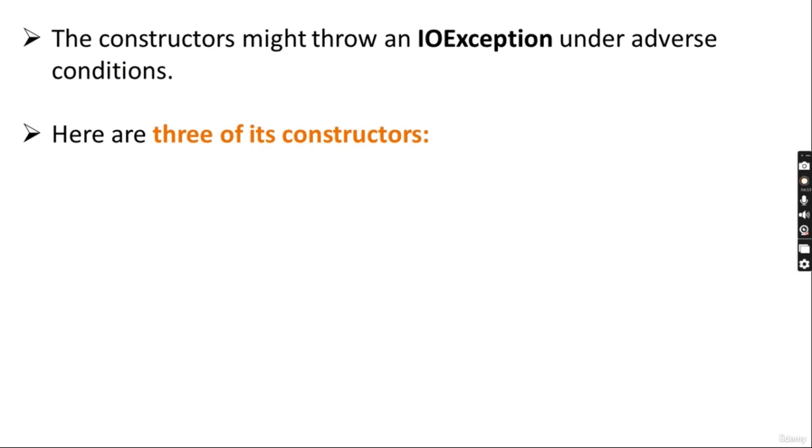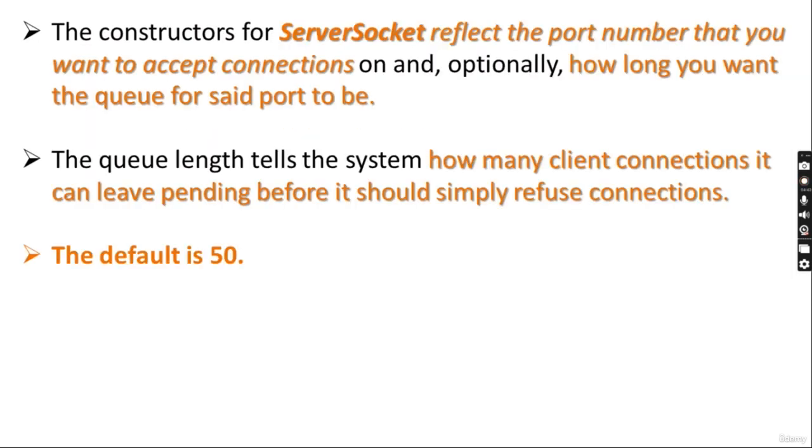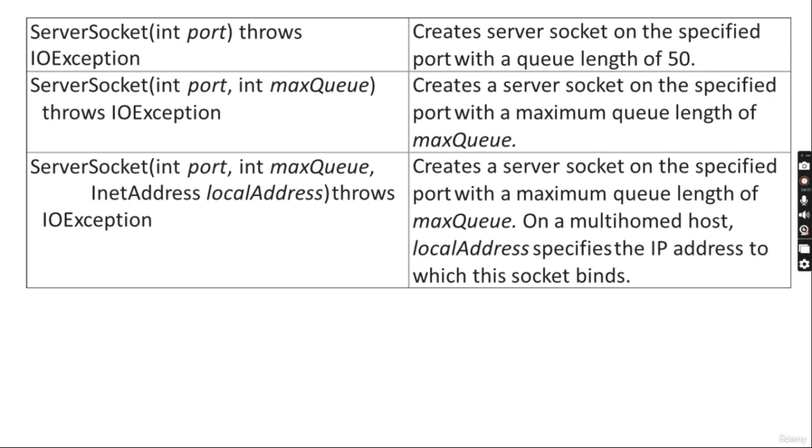The constructors might throw an IOException in adverse conditions. There are 3 of these constructors of ServerSocket. First is ServerSocket(int port) throws IOException, which creates a server socket on the specified port with a queue length of default 50. So it can leave pending 50 client connections at a time by default. Then ServerSocket(int port, int maxQueue) throws IOException, which creates a server socket on the specified port with a maximum queue length of maxQueue.